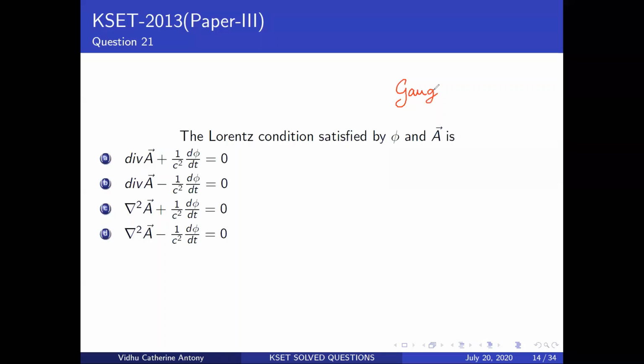Okay, they call these gauge transformations. There are two types of gauge transformations. One is your Coulomb gauge, and the other one is your Lorentz gauge. Okay, so they're asking for your Lorentz gauge here. Now, what do your gauge transformations basically do?